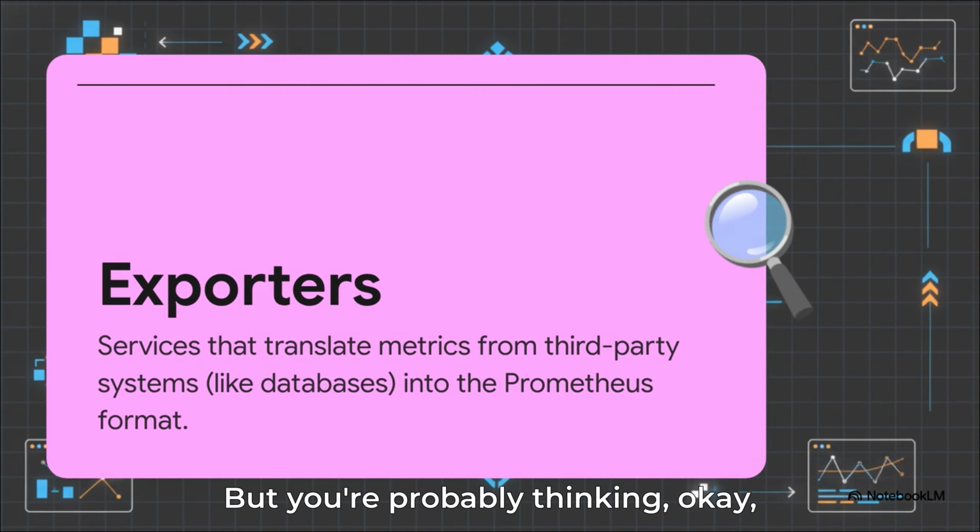But you're probably thinking, okay, but what about stuff I can't just add a /metrics endpoint to, like my database or the Linux server itself? And that's where exporters come in. Think of an exporter as a helpful little translator. It's a tiny service that sits right next to your database or whatever, pulls the metrics out in that system's native language, and then translates them into the Prometheus format for scraping.